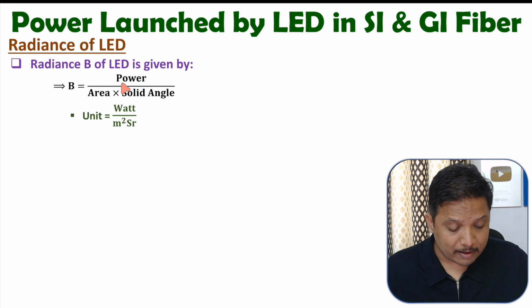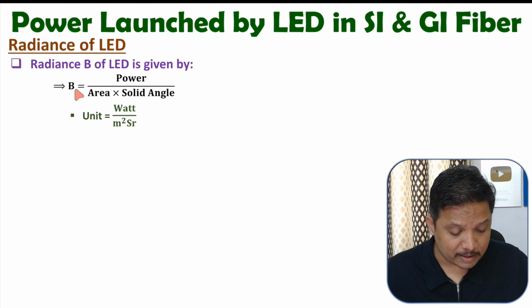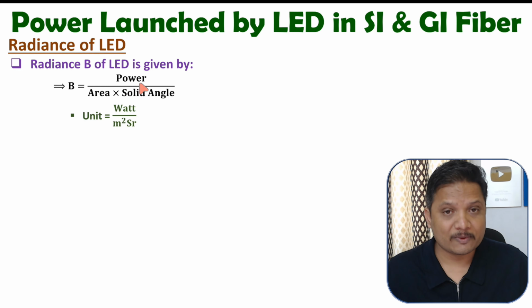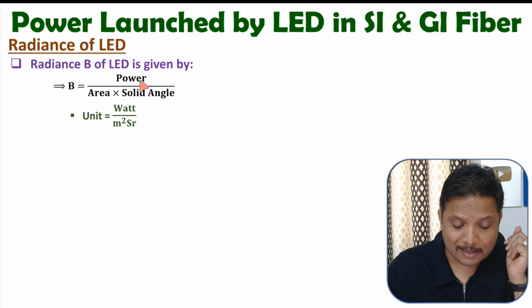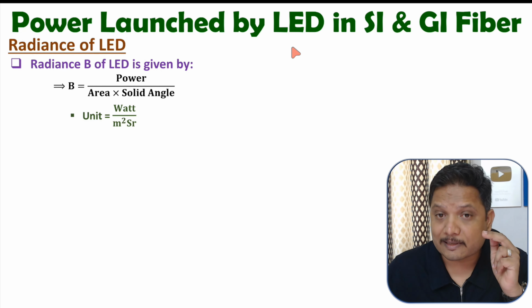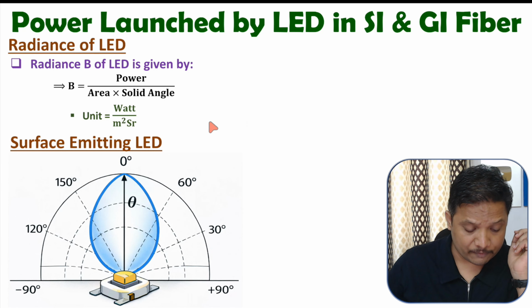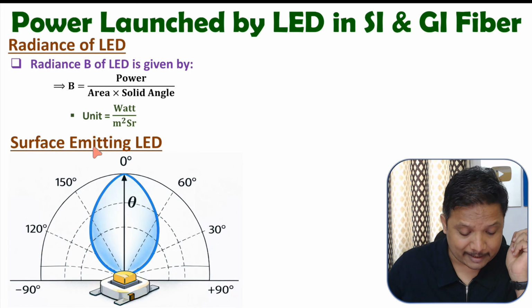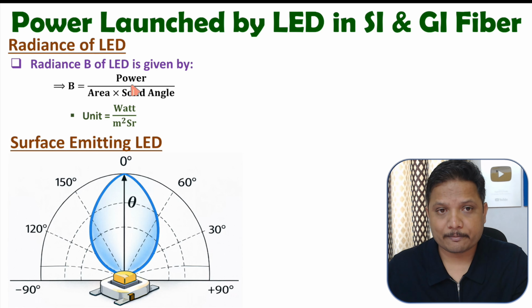If you want to calculate power from radiance, then by integrating this radiance with respect to area and with respect to solid angle, one can calculate total power, right? Here, I'll consider this LED as a surface emitting LED. If you observe the radiation pattern of surface emitting LED, that is Lambertian radiation pattern. So if you know the radiance of surface emitting LED, then by integrating it with respect to area and solid angle, one can calculate power, right?